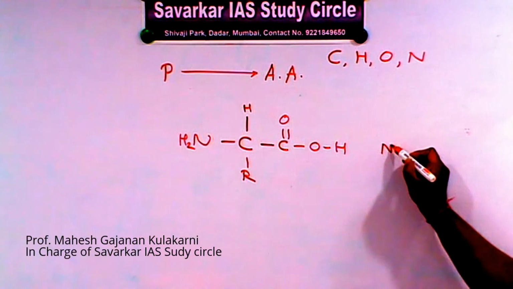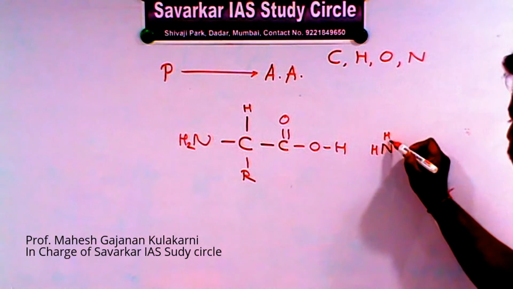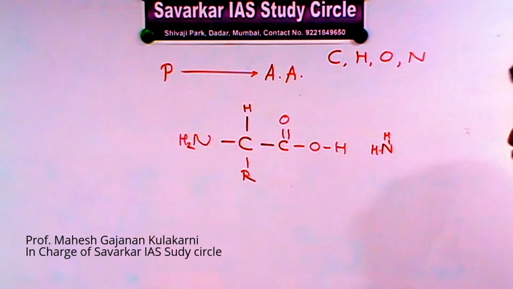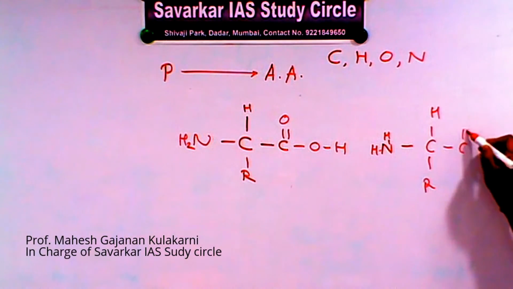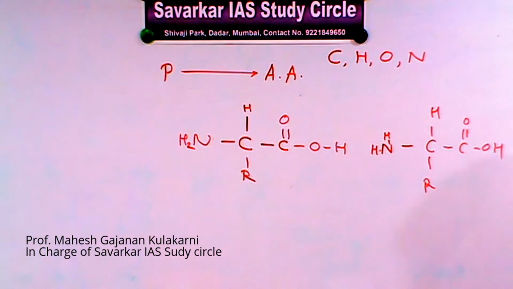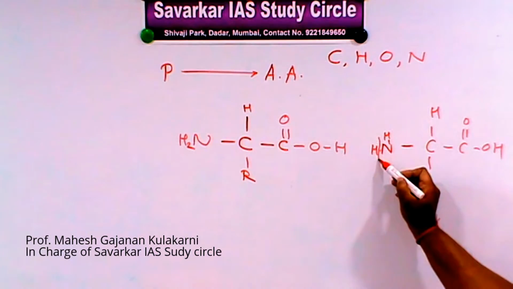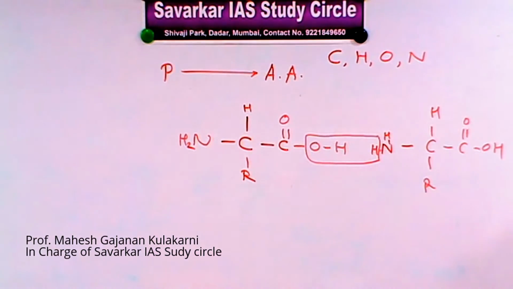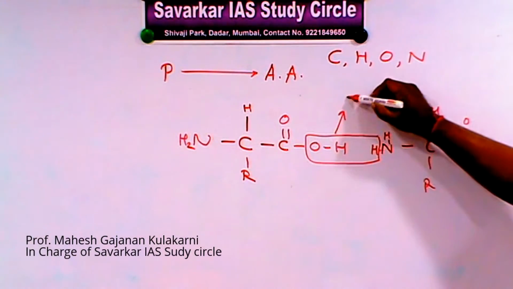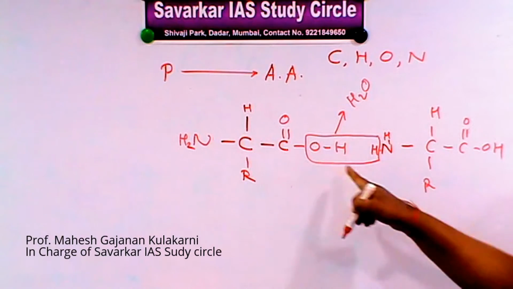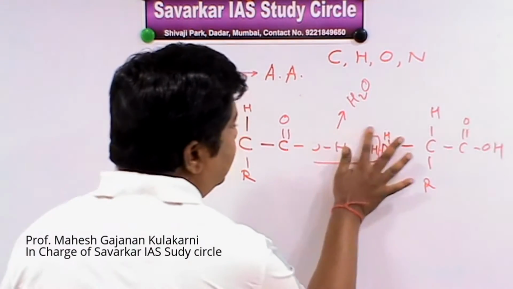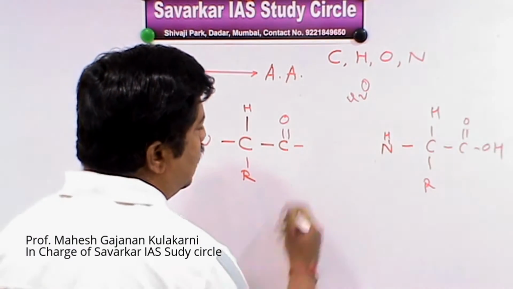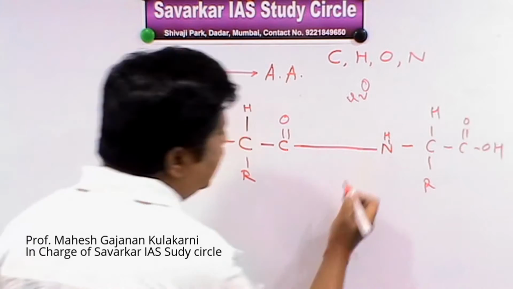Here I am writing another unit, NH2 only. Again C, H, R, C double bond O, OH. This is an amino acid molecule, and this is an amino acid molecule. Here this hydrogen and this OH combine together and are eliminated as H2O. On this elimination, as you are aware, there is formation of a direct bond between this carbon and this nitrogen. I am showing it here this way.